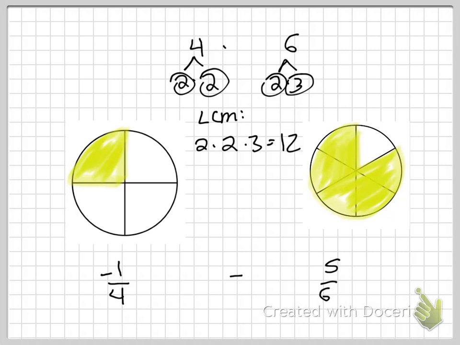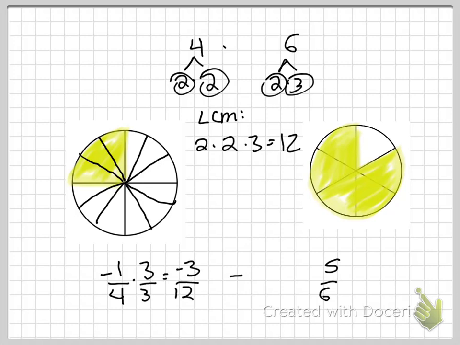Right? So what is that going to look like? Well, that means each of these quarters is going to get divided into 3 equal slices. I apologize. So that would give me negative 3 over 12. Okay, and then, right, each of these 6 slices, 6 times 2 is 12, right? So then I'm just cutting each of these 6 slices in half again. Did I do that right? I think I did. Okay, so that would get me 10 over 12.